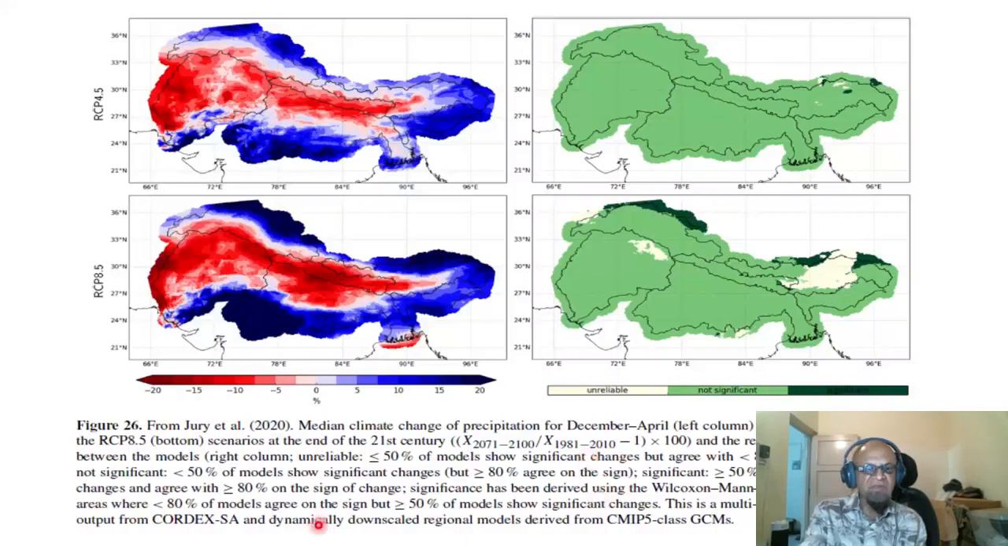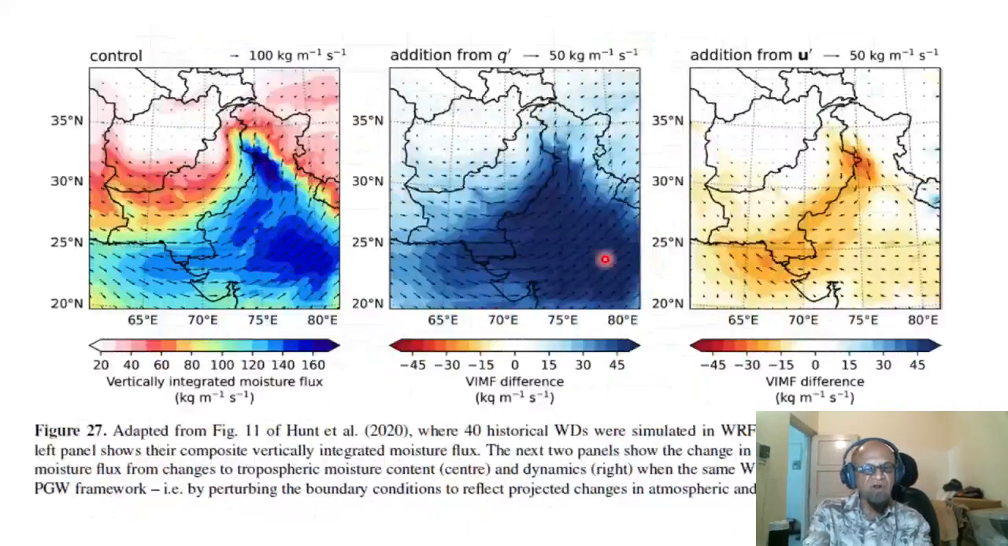The respective levels of agreement between the models, right column: unreliable for less than or equal to 50% of models show significant changes but agree with the sign. Anyway, it's a complicated way of saying that the models are all over the place, but we try our best to extract signals. So here, unreliable, not significant change in light green, and significant only in these dark green places. So what do you do with this? Wow. I'm just showing because it's part of the review.